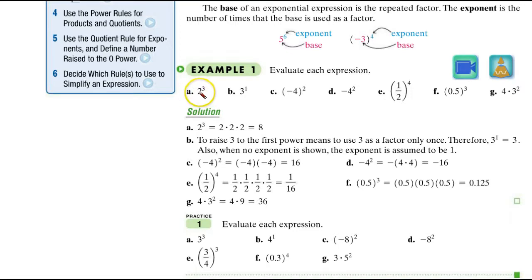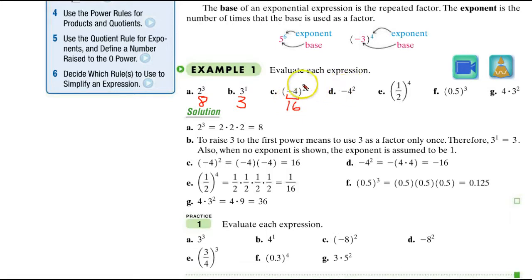Now, here it's going to be 2 as the base to the 3rd power. So we're multiplying 2 by itself 3 times, that's 8. Now, it's not 2 times 3. It's 2 times 2 times 2. Every number has an exponent of 1 that we don't write usually, so this is just a 3. Now here we have the quantity in parentheses, a -4. That's our base. So -4 squared is 16.